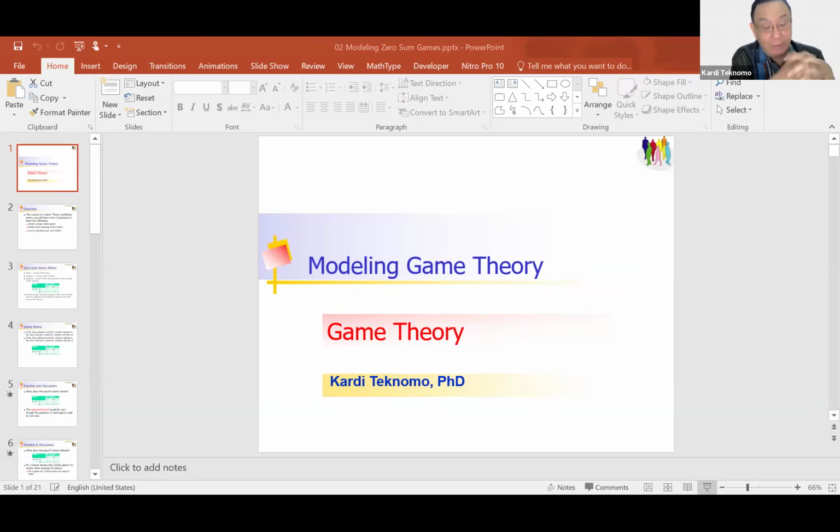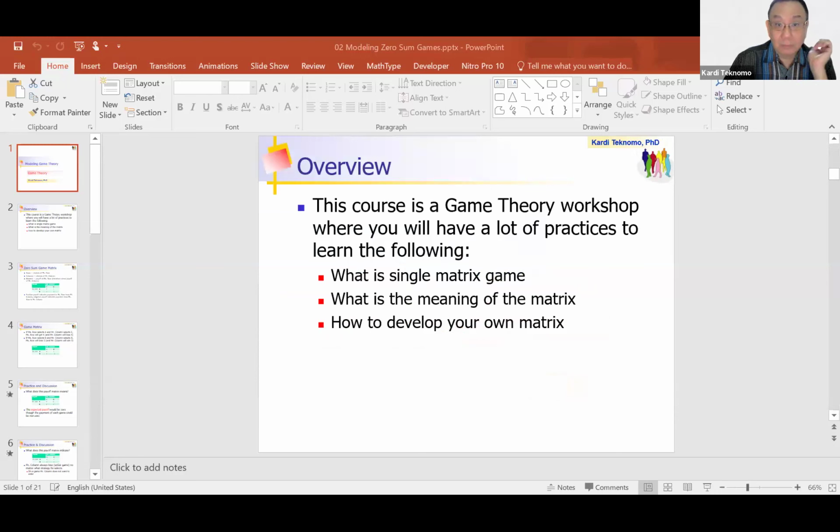So in this slide, I would like to introduce again how we model. I'll not discuss the solution yet at this point, but I will show you how to model first. And after that, we will discuss the solution. In game theory, you will have a lot of practice with single matrix games and the meaning of the matrix. And I hope you can develop your own matrix for your purpose, including your project.